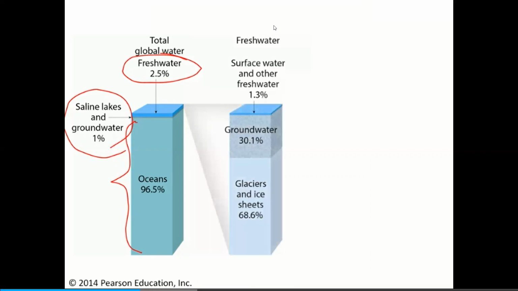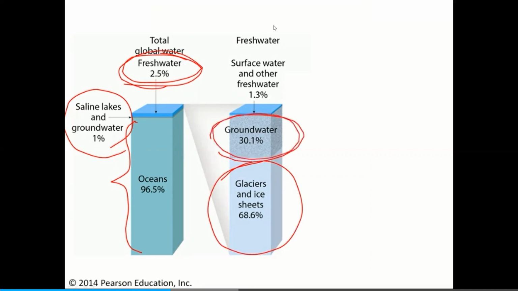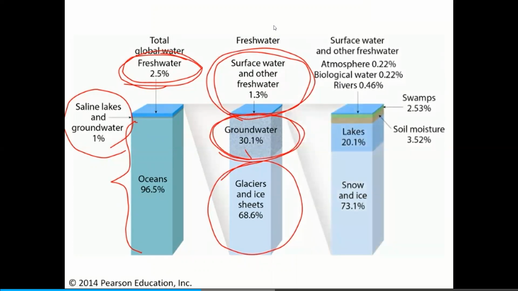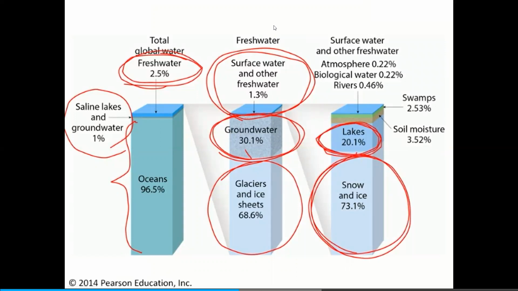Now we want to zoom in on that 2.5% and examine it closer up. Of the 2.5% of the world's water that is freshwater, about 68% of that is present in glaciers or ice sheets. Of the part that's not frozen, we see groundwater, and then there's about 1.3% of the total that is surface water and other fresh water. And once again, we want to zoom in on that water. Even though it's not part of glacial ice, snow and ice is still a large part of that, around 73%. Around 20% is in lakes. Even though lakes are really prominent on our maps, they're only 20% of 1.3% of 2.5%.